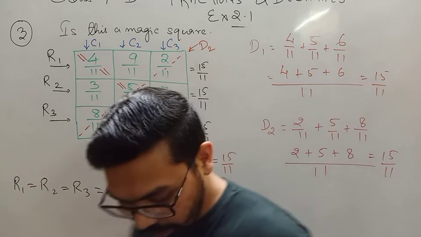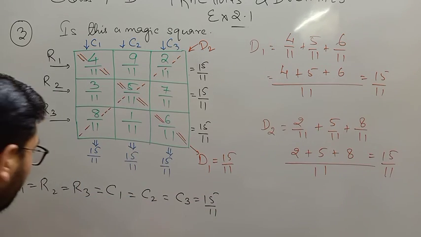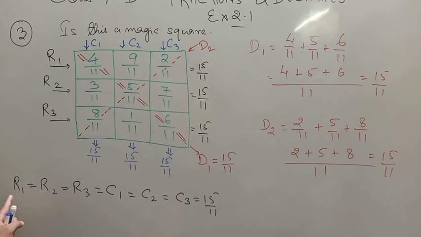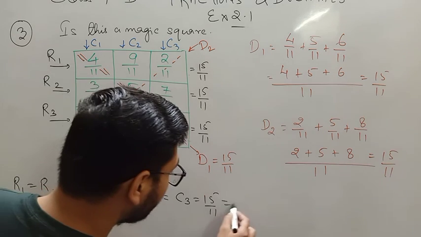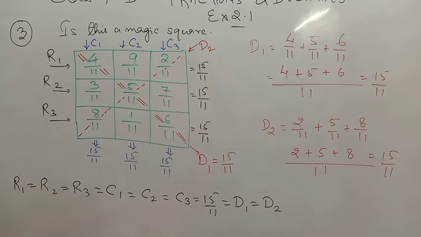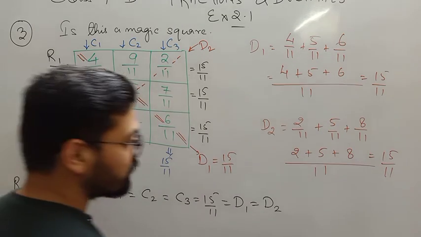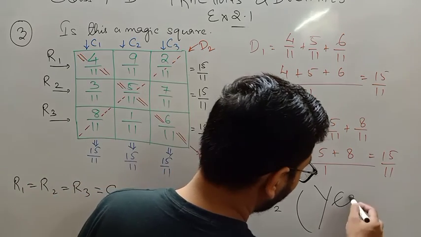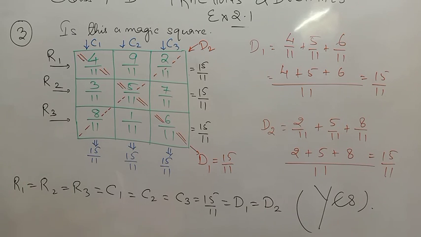So from here it is concluded that the sum of elements in R1, R2, R3, C1, C2, C3, even D1 and D2 are equal and equal to 15 by 11. So your answer is yes, this is a magic square. Note it down fast. So this is all for the day.